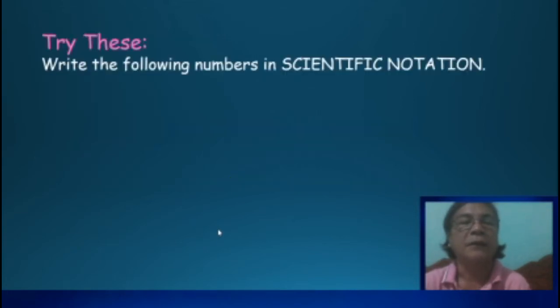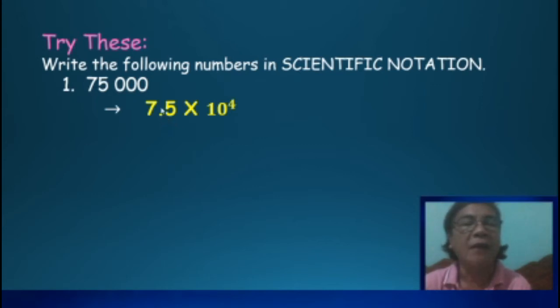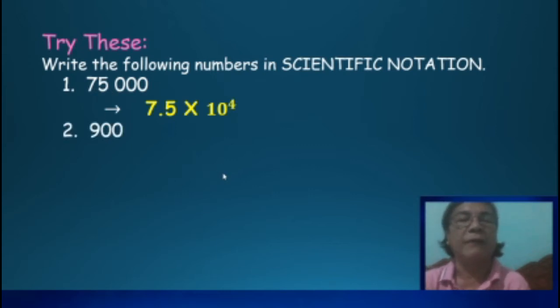Okay, try this. Write the following numbers in scientific notation. 75,000. We now have an answer of 7.5 times 10. The understood decimal point here is at the end, so 1, 2, 3, 4. So we write there 7.5 times 10 to the 4. Why 4? It is 4 places to the left. Next, 900. What's your answer? It's 9 times 10 raised to the second. That is 1, 2. There we have it.